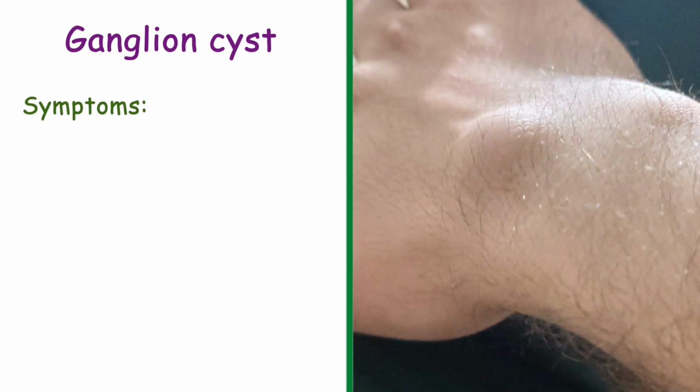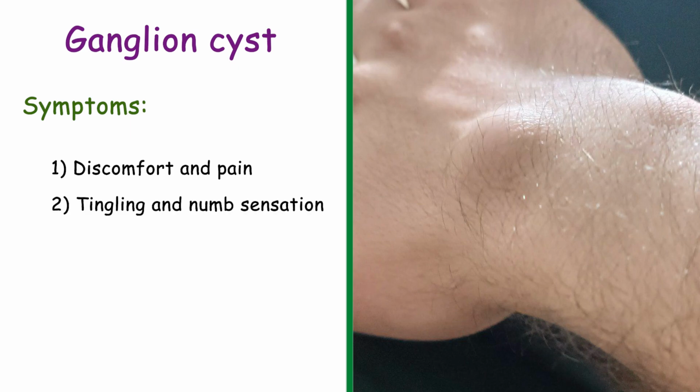While ganglion cysts are typically harmless, they can sometimes cause discomfort and pain, especially if they compress nerves and tendons. Pressure on the nerve may also result in a tingling or numb sensation in the affected area. If the cyst is located near a joint, it can restrict movement or cause stiffness.